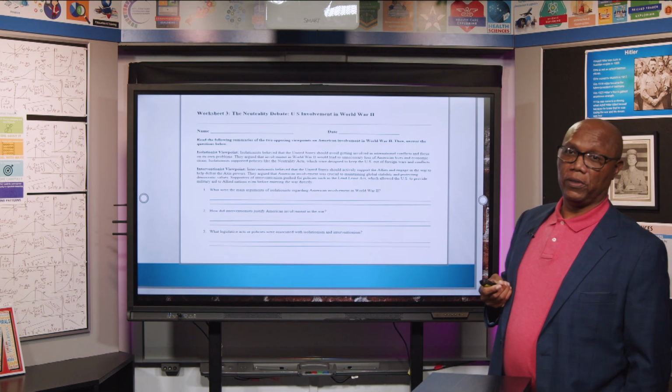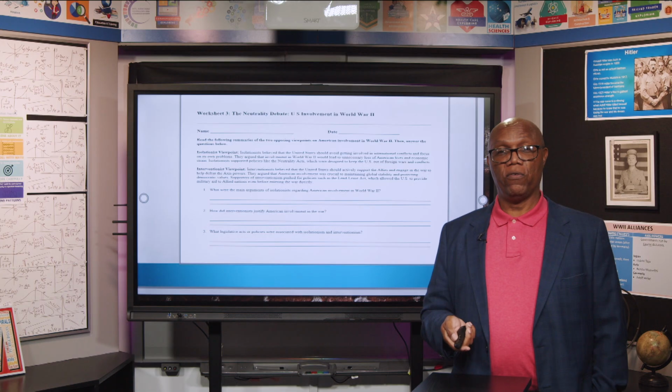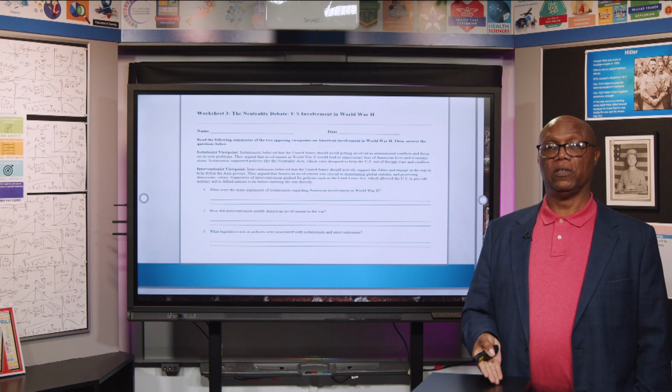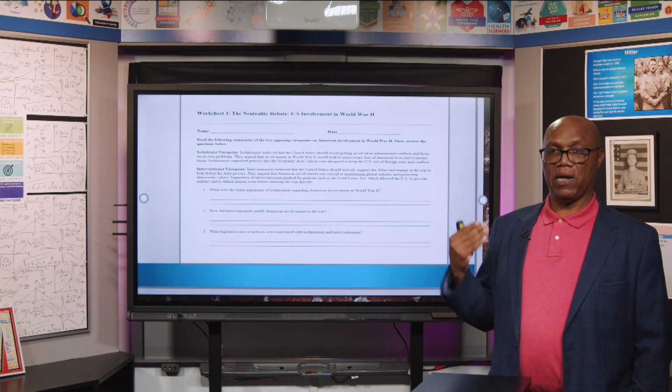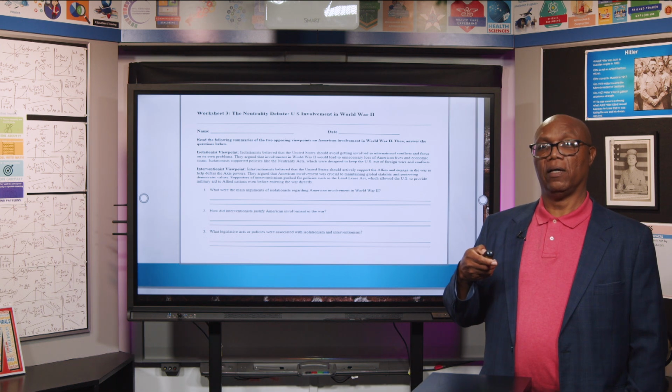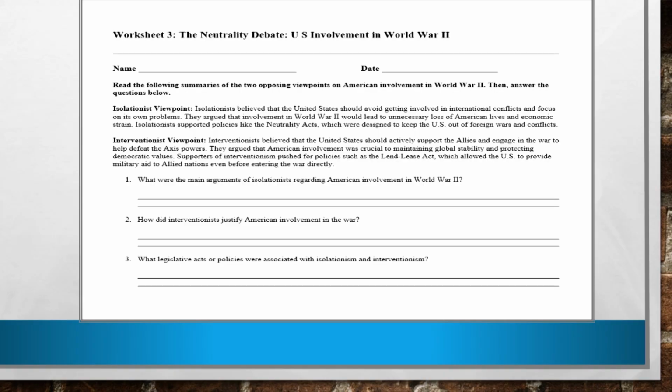What we want you to do is look at the worksheet that we've provided you with, and look at the neutrality debate, the U.S. involvement in World War II. We want you to read the following summaries of the two opposing viewpoints on American involvement in World War II, then answer the questions below. Once again, we won't go over these specifically, but your teacher will have the reference slide at the end of the unit, and after you answer these questions, she can give you some feedback and give you a grade for the work that you've completed.